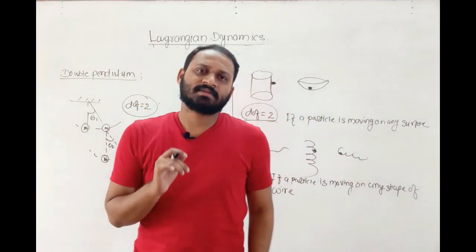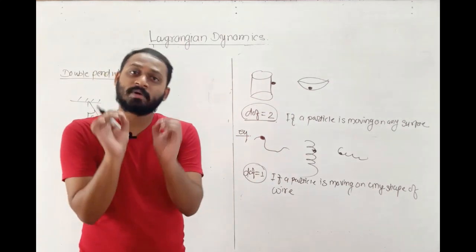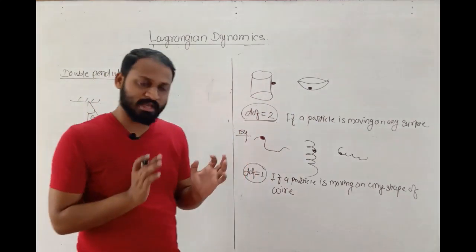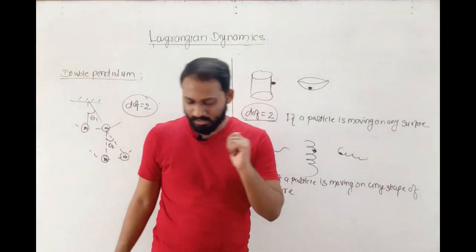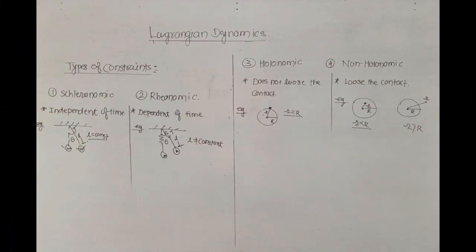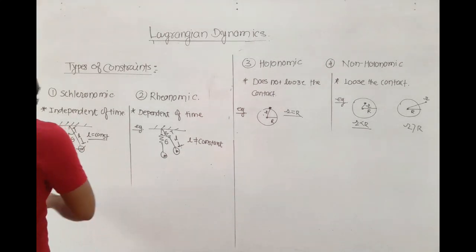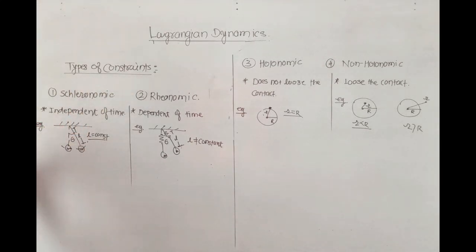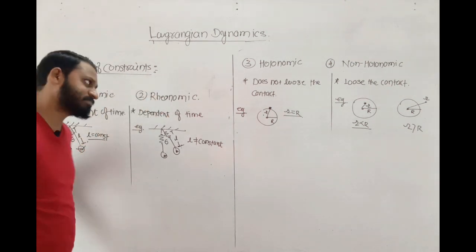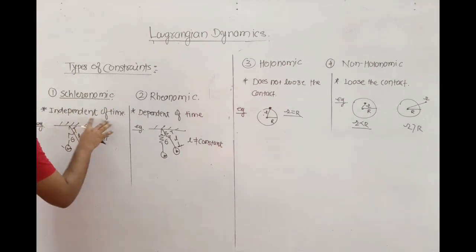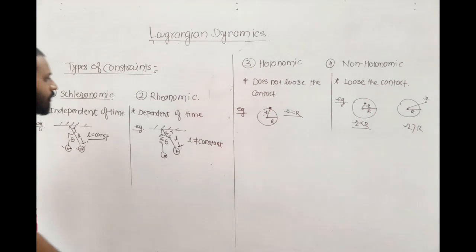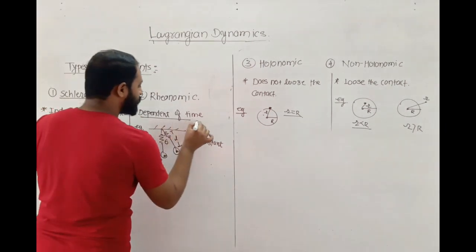Now we will discuss the types of constraint. Okay, तो जो मैंने आपको पहले ही पढ़ाया था restrictions. Okay, तो इसके लिए हम देखिए types देखेंगे. Now see the different types of constraint. First one is scleronomic versus rheonomic. Now see, the remark for scleronomic is independent of time and the remark for rheonomic is dependent on time.